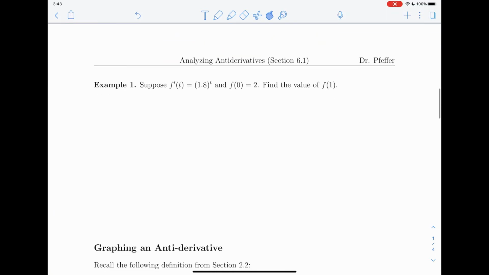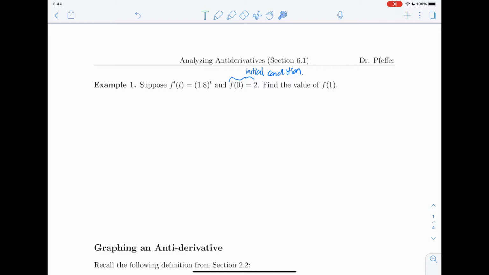So this example says, here's a derivative. F prime of t is 1.8 to the power of t. They also gave us some additional information, which is going to be useful. While we're at it, just so you understand what I'm saying, this additional piece of information is going to be referred to as an initial condition. So when I use that phrase, you know what I'm referencing.